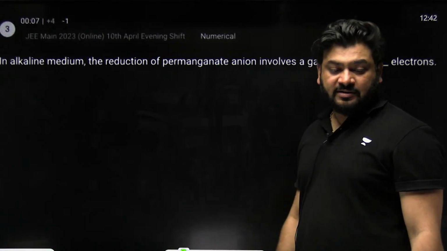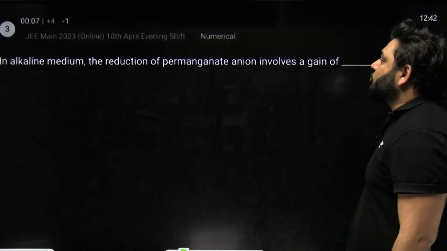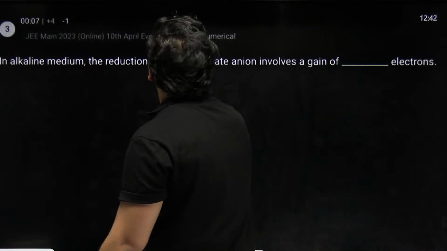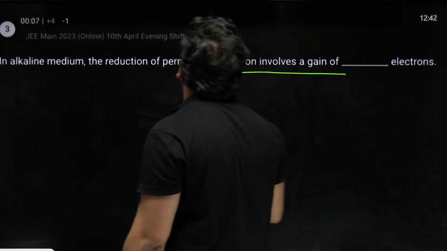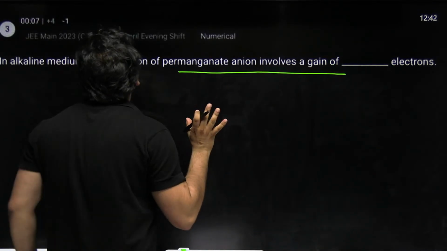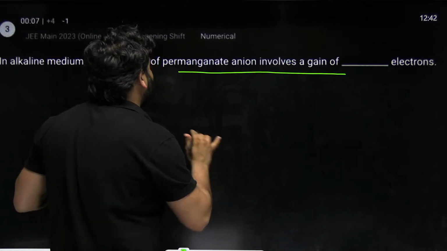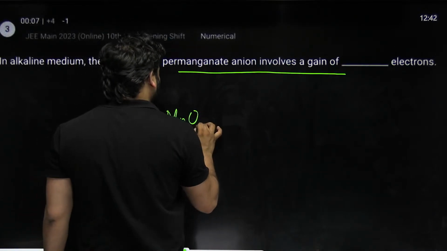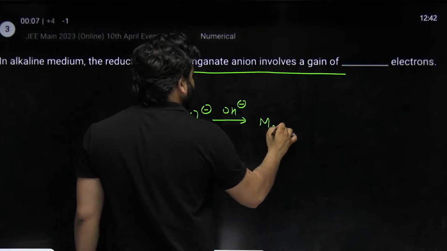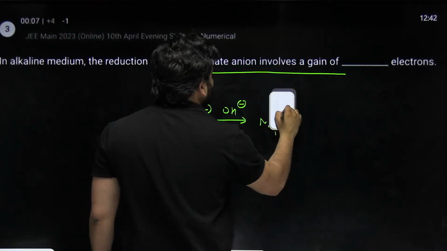Next problem, the next numerical, JEE Main 2023. This question was asked in alkaline medium. The reduction of permanganate ion involves a gain of how many electrons? So you must know the reaction. I already gave it to you, and I told you by that time only that these reactions are highly important. So permanganate ion under basic conditions goes to Mn4+, MnO2.